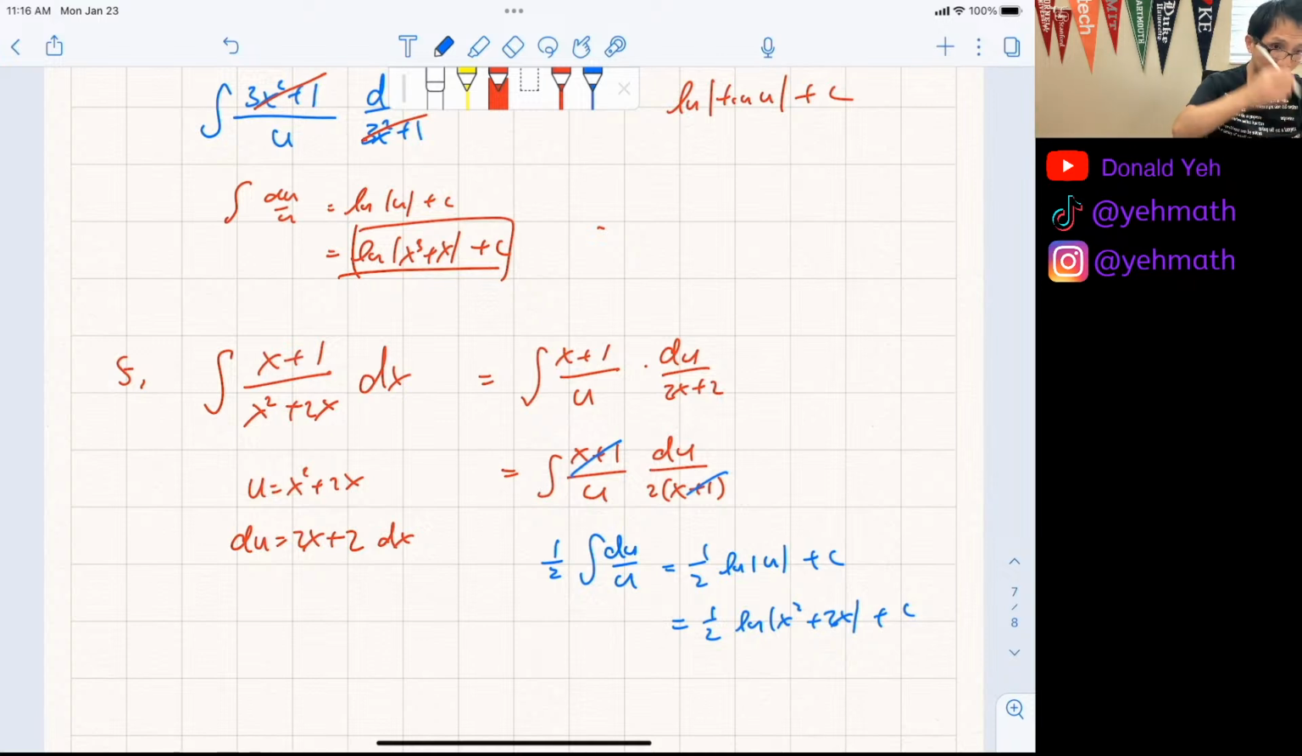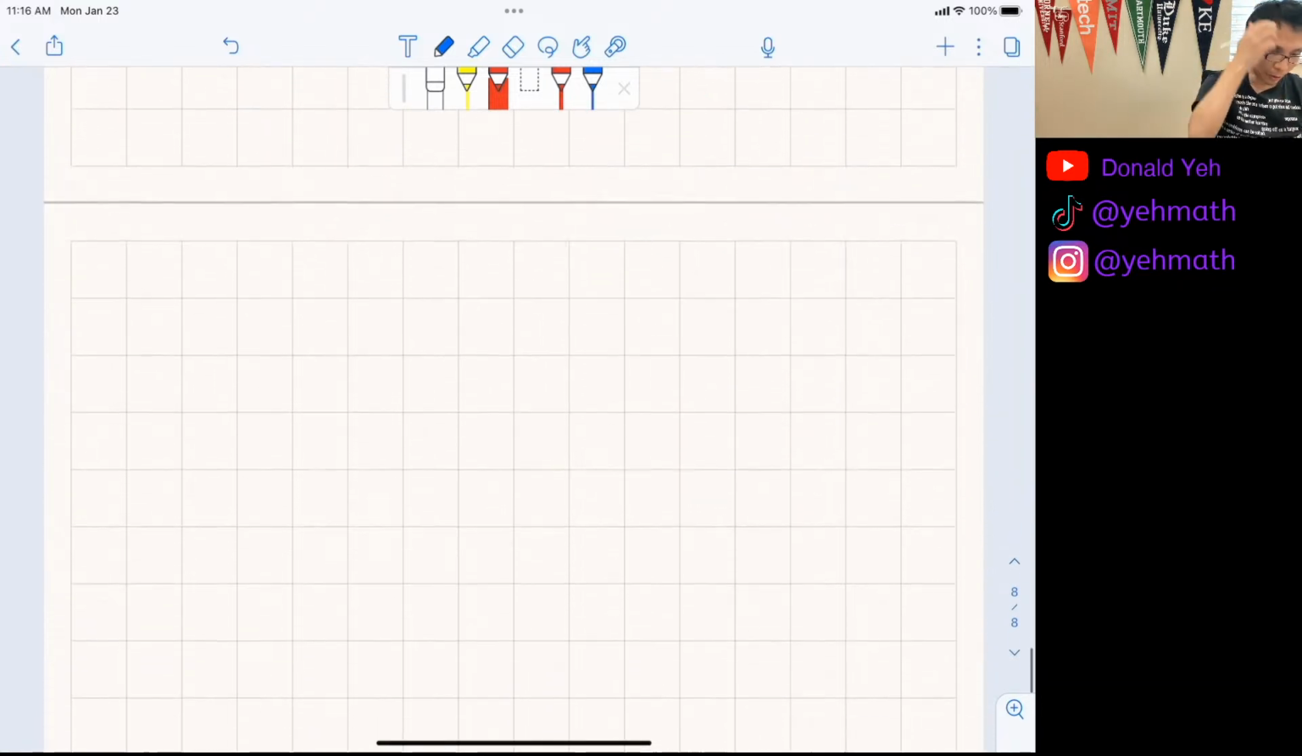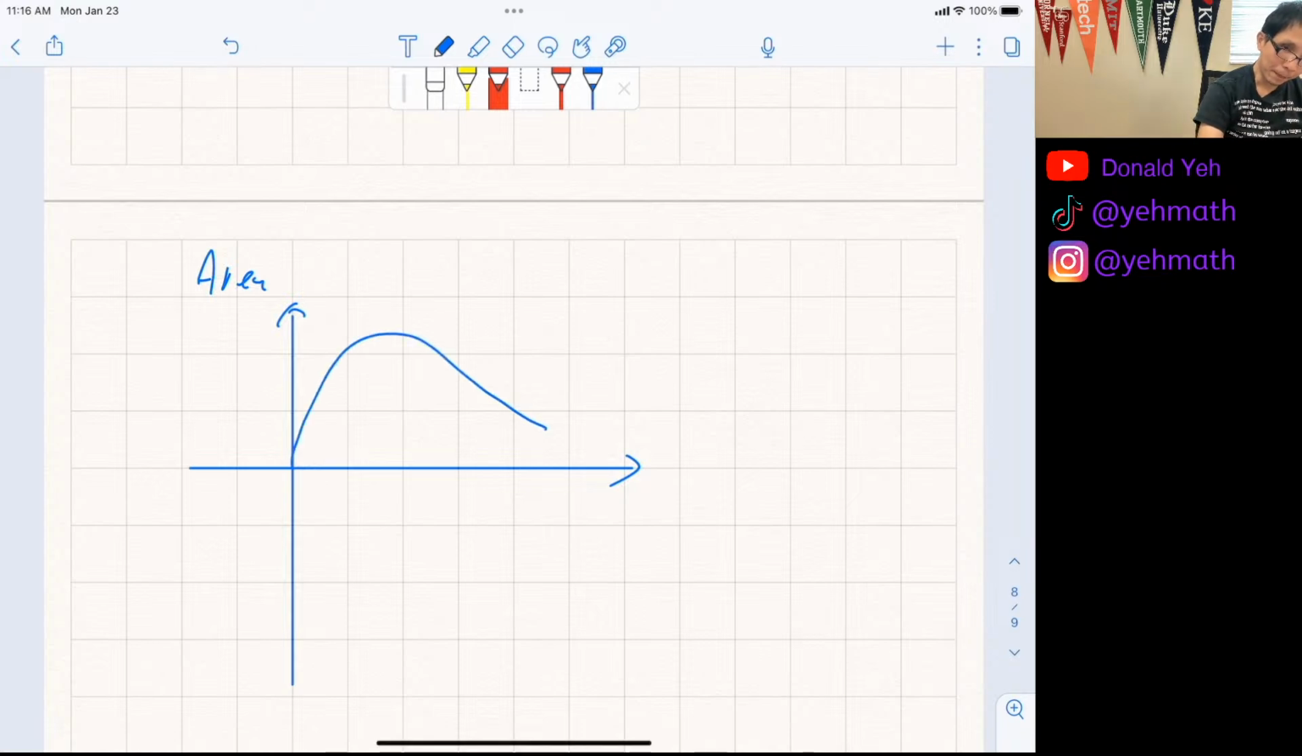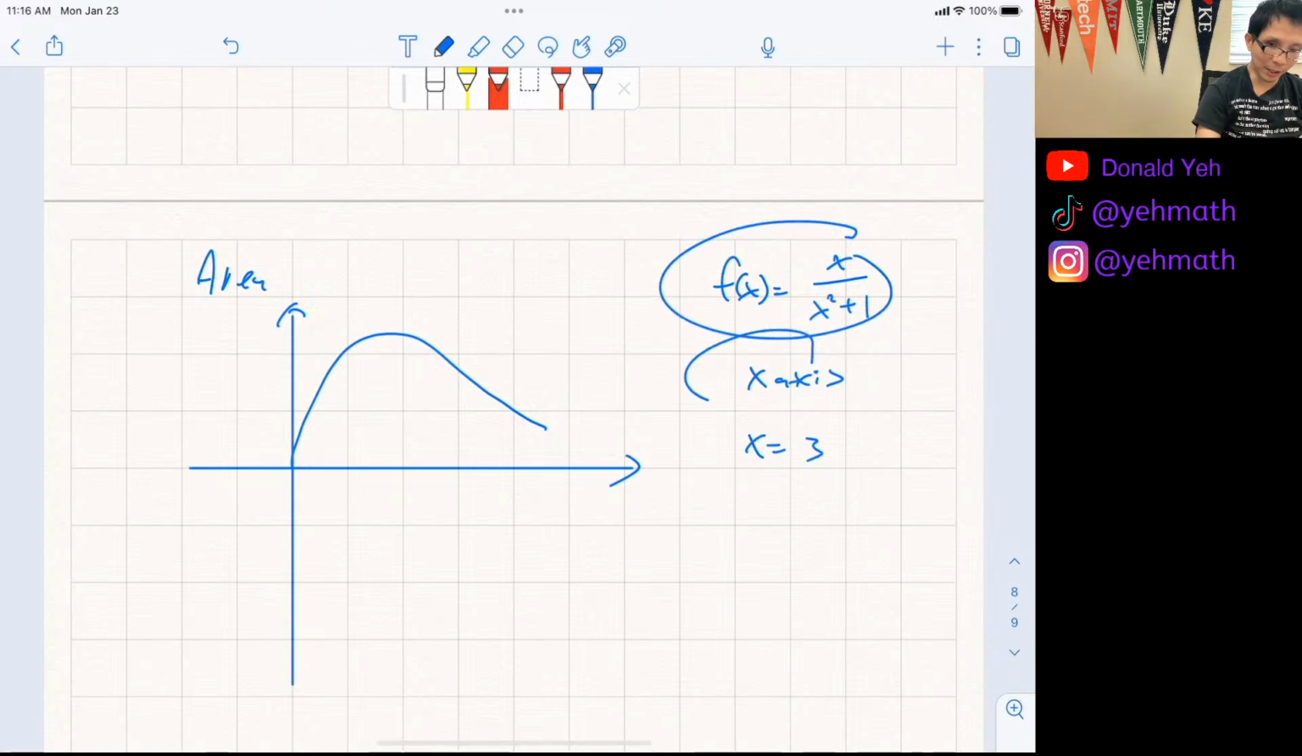Okay, so that's the question. The next one, we're going to find the area. Our area of bounds, and this specific function, I'm going to choose this function here, is something like this. And I'm going to give you an area bounded by the x-axis, and x is equal to 3. So there are 3 pieces of information that are going to bound this graph. I want to find this area.